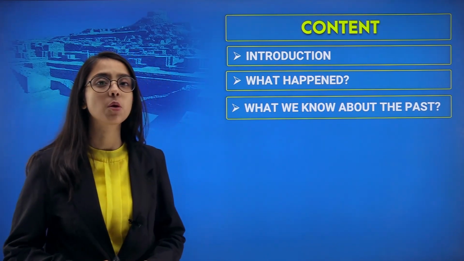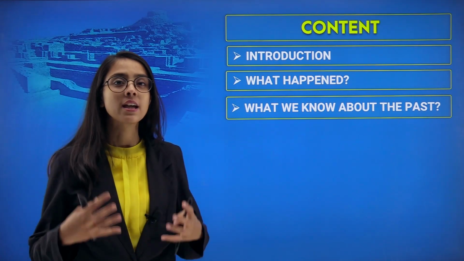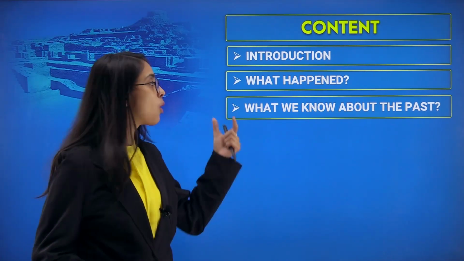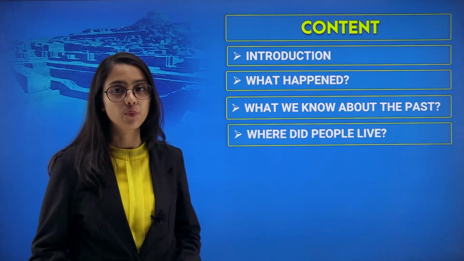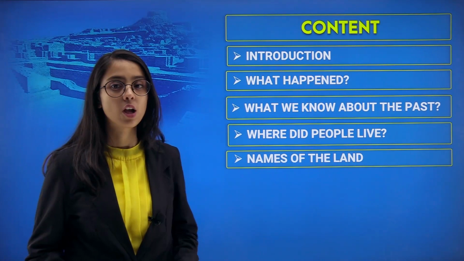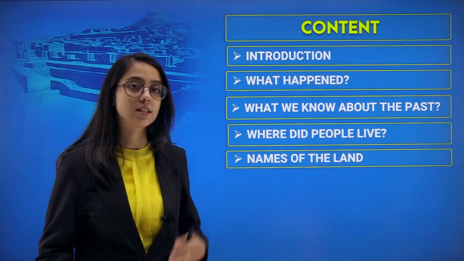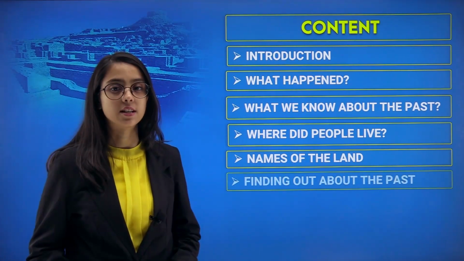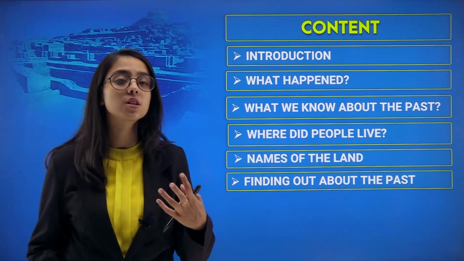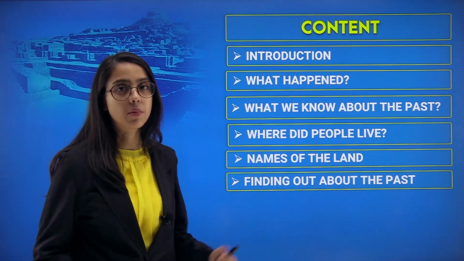So when we talk about history, the subject history, it is always about something that happened in the past. So we learn about what happened, what do we know, where did the early people used to live? What were the names of these lands that they used to reside in? Then we'll see how do we find out about the past? What are the sources or evidences of that past?